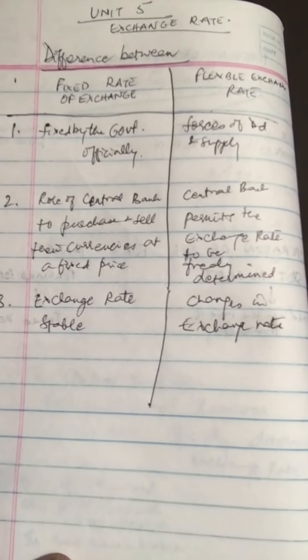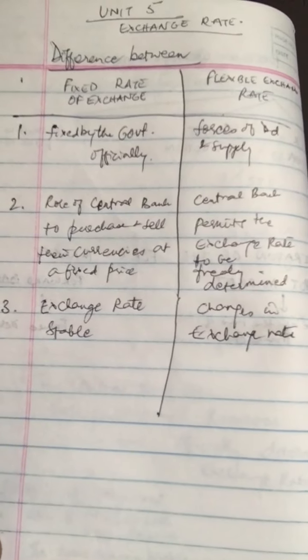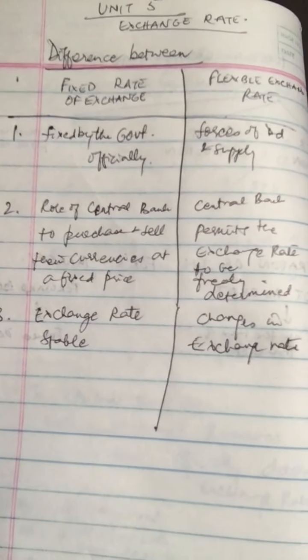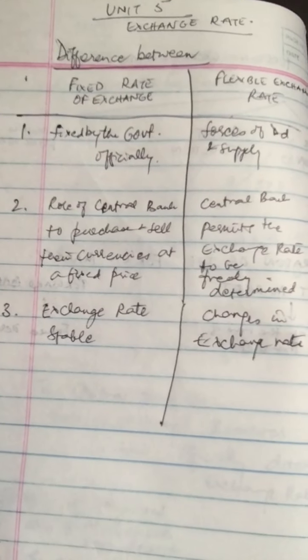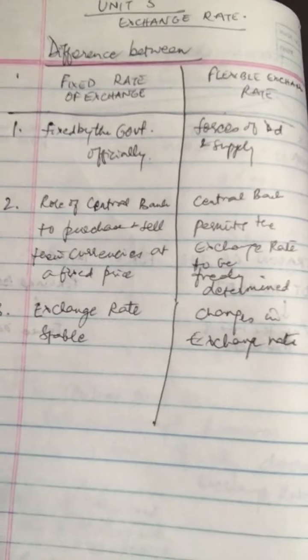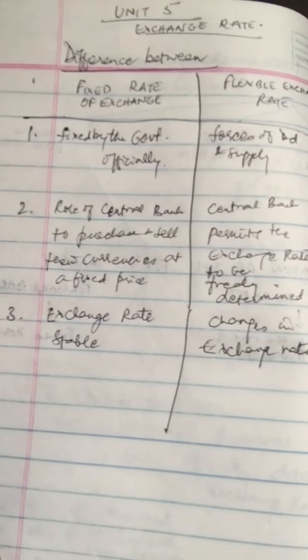And then, of course, very little speculation. Flexible exchange rate encourages speculation in foreign exchange. Fixed exchange rate checks speculation. So that is the basic idea.